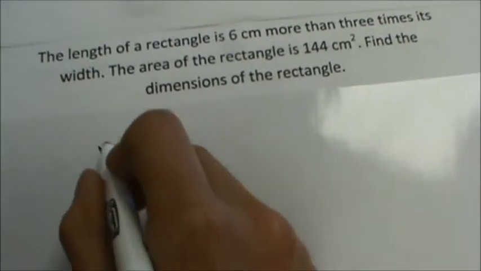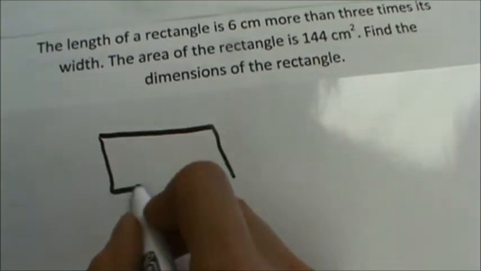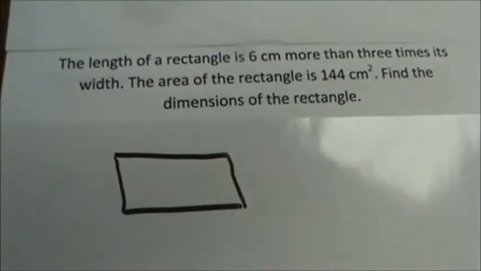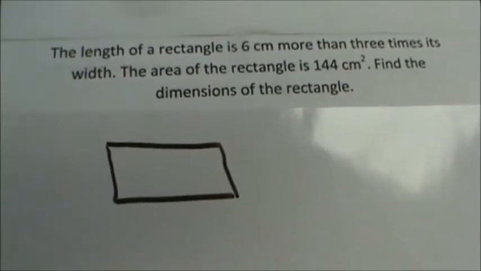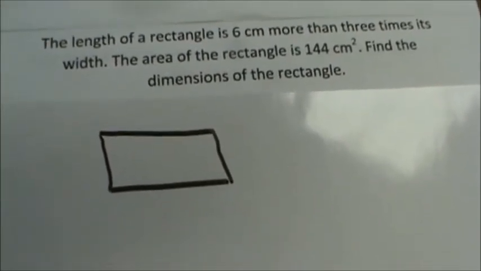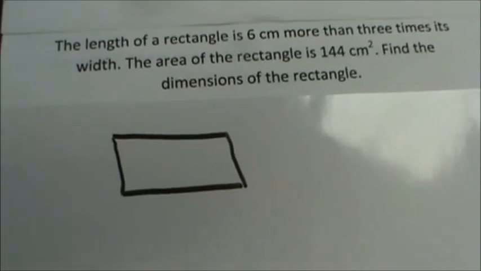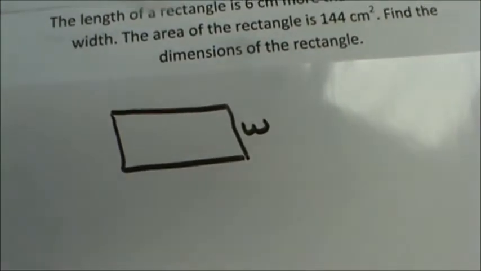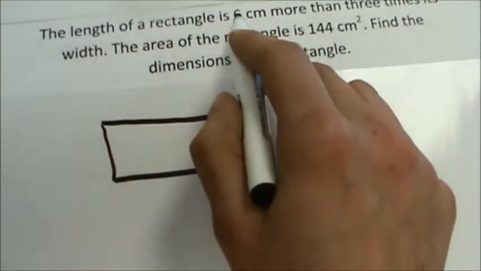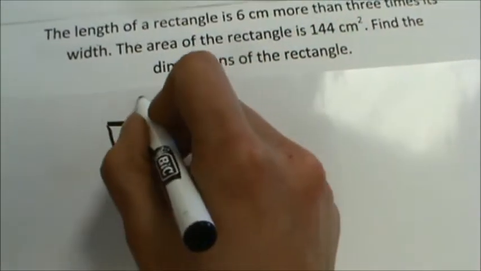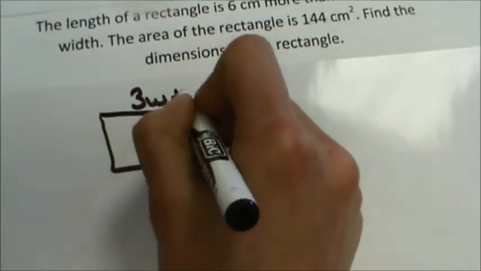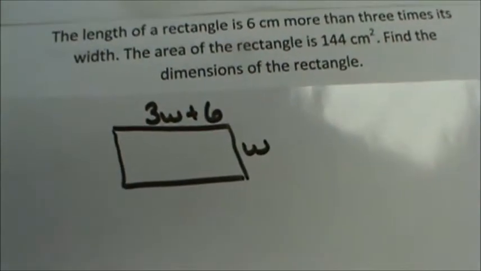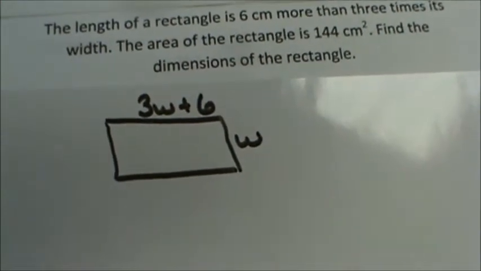I'm going to start by drawing the rectangle and trying to label the sides using variables. If I read the first statement again, I realize that I know more about the length than I do the width, so I'm going to choose width to be my variable. If W is the width, then the length is 6 more than 3 times W.